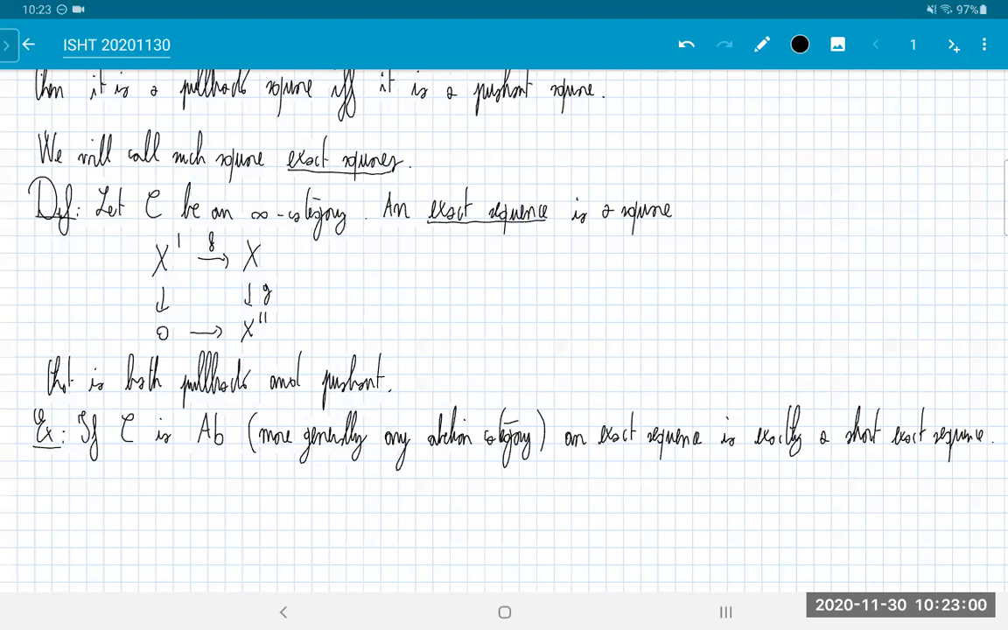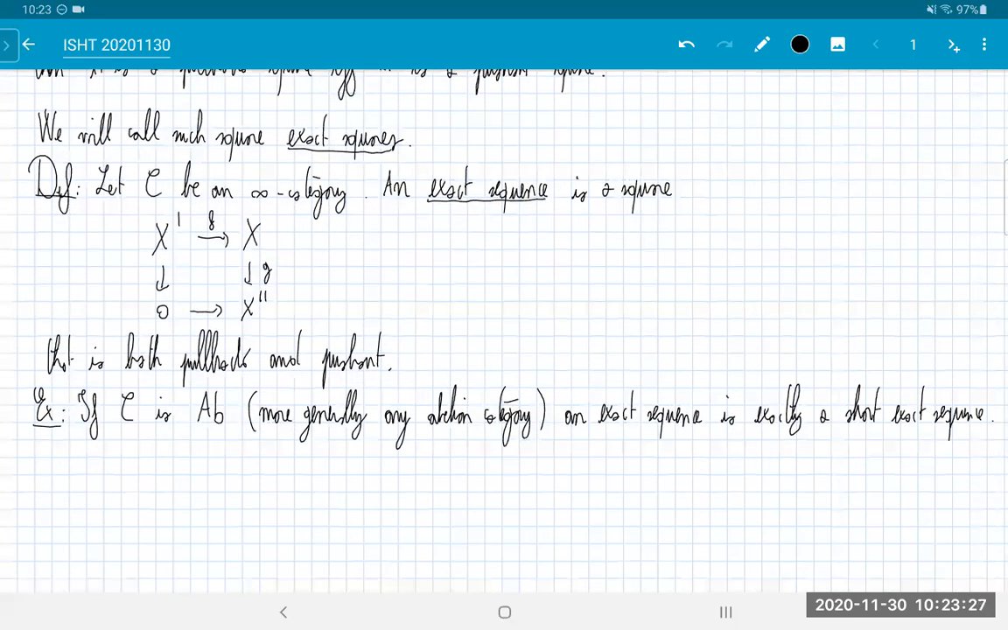Okay. And of course, when I say C is Ab, I mean the nerve of Ab. But as I mentioned before, I'm going to stop using the nerve at some point. You should have also done the exercise telling you that the nerve is fully faithful from categories to simplicial sets. So this is really not an abuse of notation. I mean, or it is a painless abuse of notation at least. Okay.